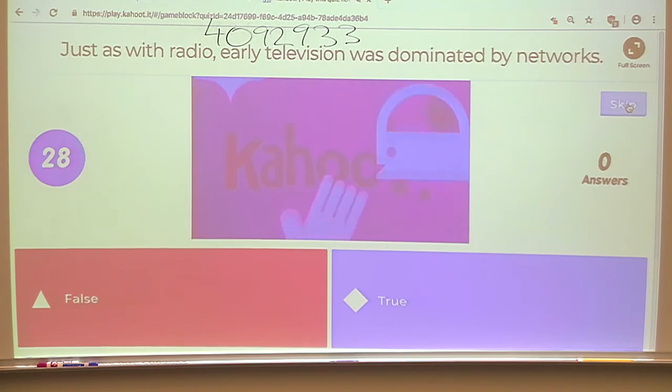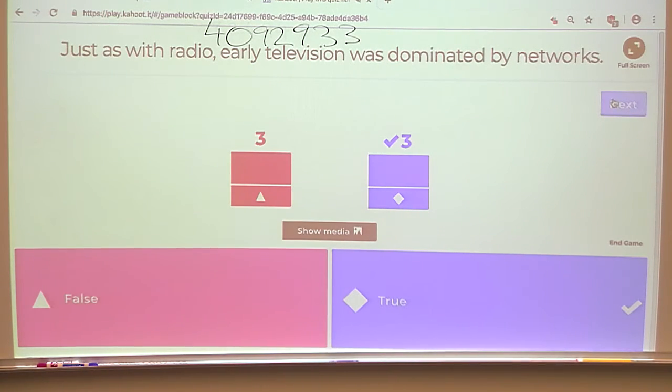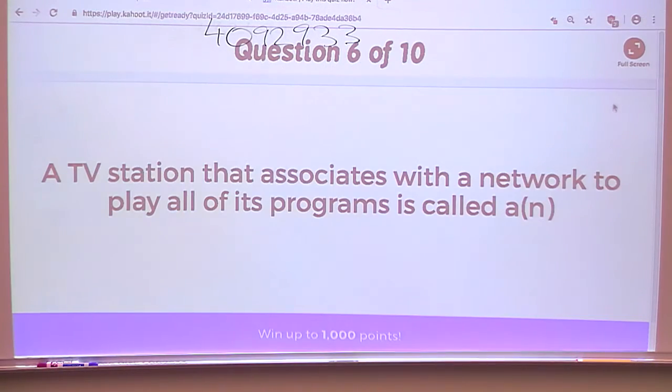All right, just as with radio, early television was dominated by networks. True or false? Okay, evenly tied. Well, this is true. The radio business was dominated by networks: NBC, CBS, and eventually ABC joined in. When television became available, it was obviously the brainchild of NBC's Sarnoff to commercialize it. CBS was in there as well. So it was also dominated by networks.